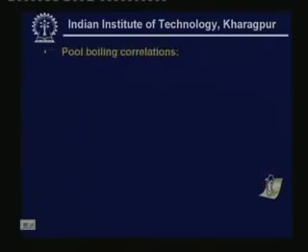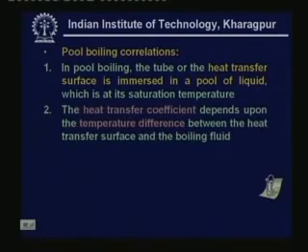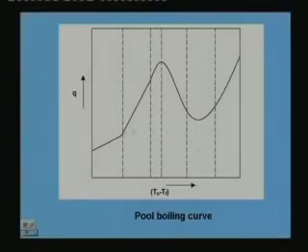Let us look at some of the pool boiling correlations. In pool boiling, the tube or the heat transfer surface is immersed in a pool of liquid which is at its saturation temperature. This is what is known as saturated pool boiling. The heat transfer coefficient depends upon the temperature difference between the heat transfer surface and the boiling fluid. A pool boiling curve shows various stages of boiling. I am sure that you must have studied this in your basic heat transfer course.